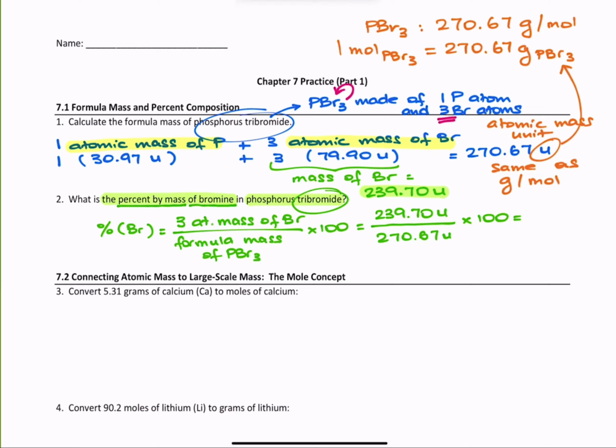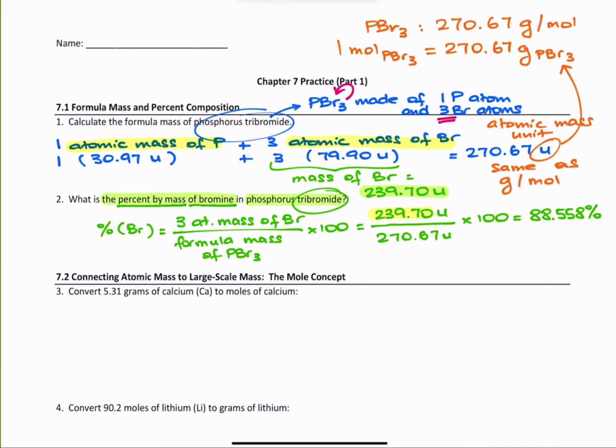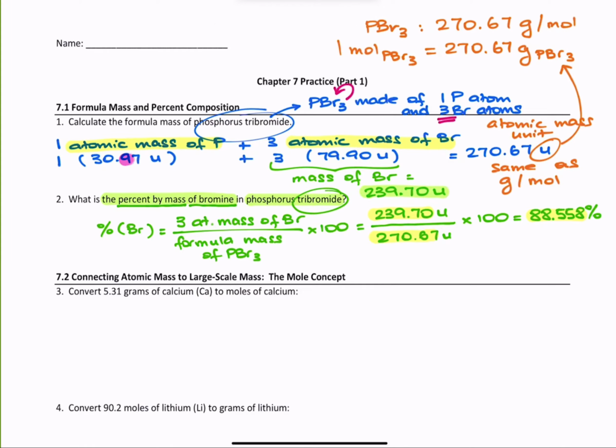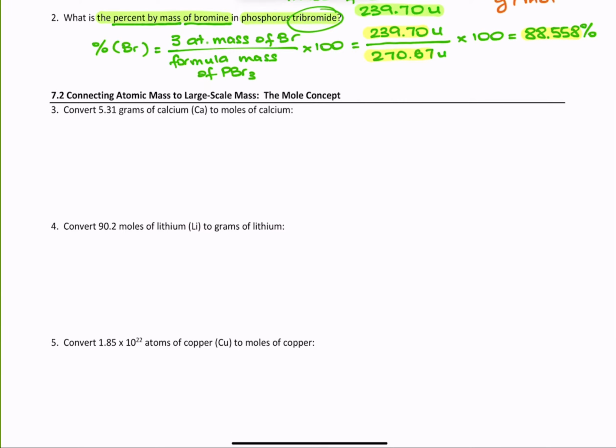to 5 sig figs, 88.558%. Why 5 sig figs? This number is 5 sig figs. This one is 5 sig figs, and this number is exact. 100 is exact, so I need 5 sig figs at the end. Notice that by convention, all the atomic masses and molar masses will be reported to 2 decimal places. It's a convention to make everyone's lives easier, okay? The atomic masses are reported to 2 decimal places.